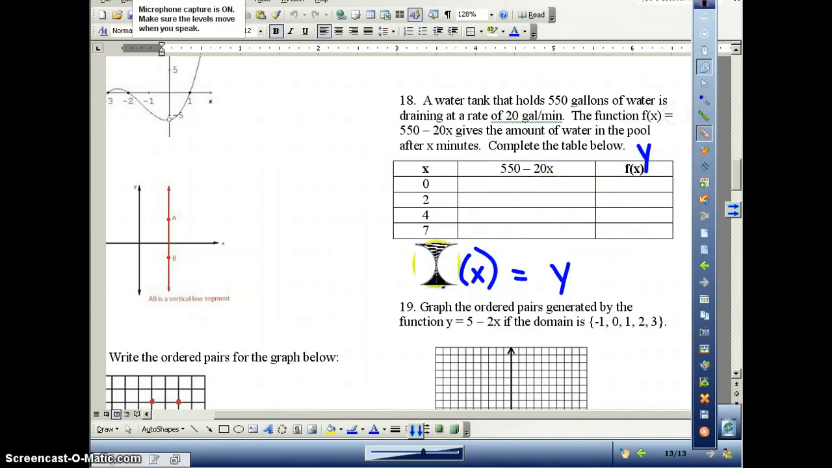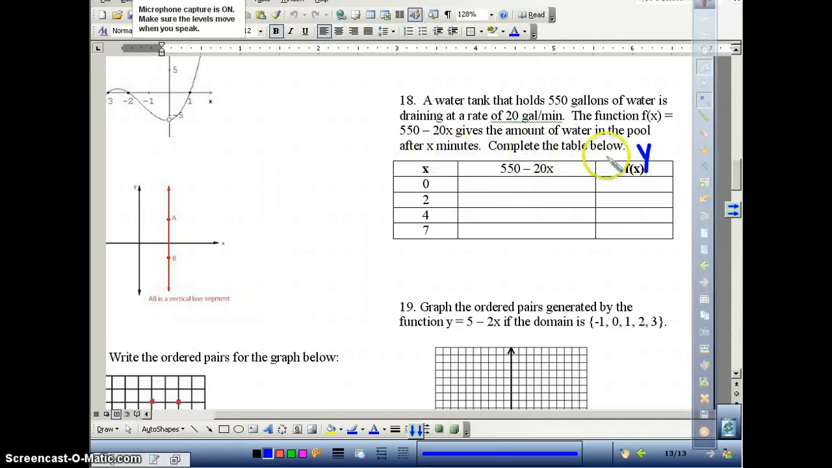The function f of x equals 550 minus 20x gives the amount of water in the pool after x minutes. Complete the table below. You know how to do this, don't you? Yeah, you do. Do you see the equation in your process? Guess what goes all the way down the front?